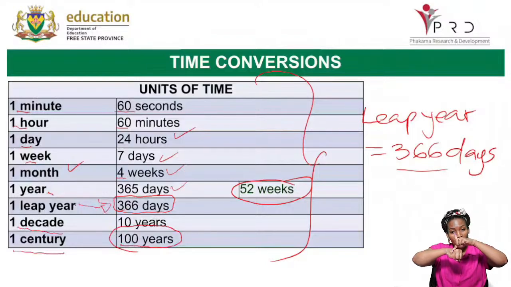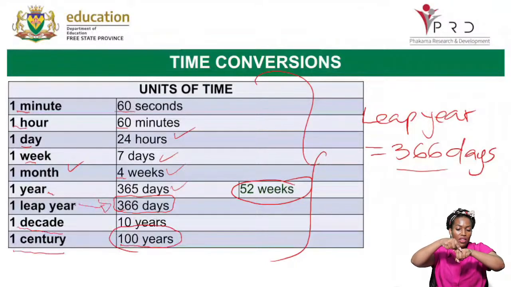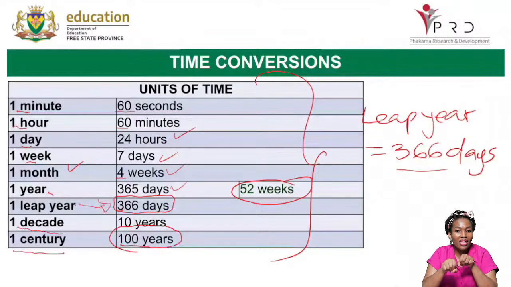March is on the bone. It means March has 31 days. April is in the gap, 30 days. May on the bone, 31. June in the gap, 30. July is on the bone, 31. August is also on the bone, 31. September is in the gap, 30. October on the bone, 31. November in the gap, 30. December on the bone, 31. So that is how you should know which month has 30 days, which month has 31 days.